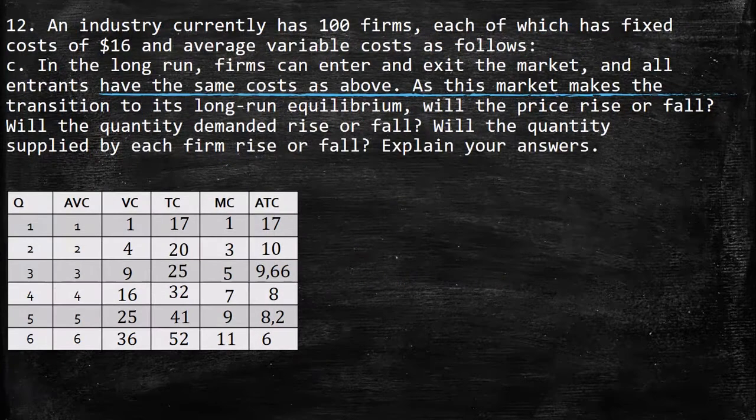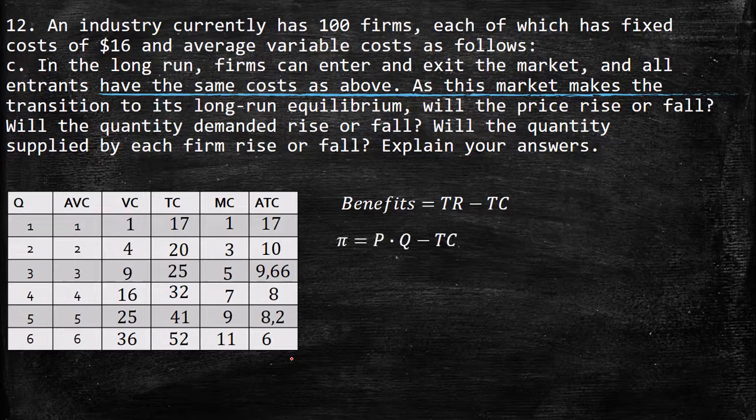And then the other question says, in the long run, firms can enter and exit the market, and all entrants have the same cost as above. As this market makes the transition to its long-run equilibrium, will the price rise or fall? Will the quantity demanded rise or fall? Will the quantity supplied by each firm rise or fall? Explain your answer. So the idea, like the benefits, is total revenue minus total cost.